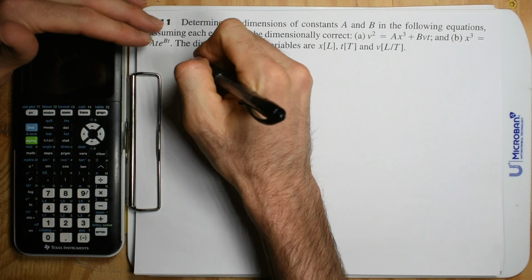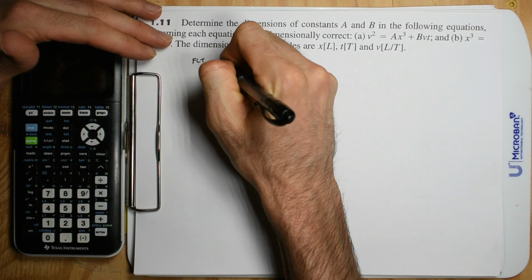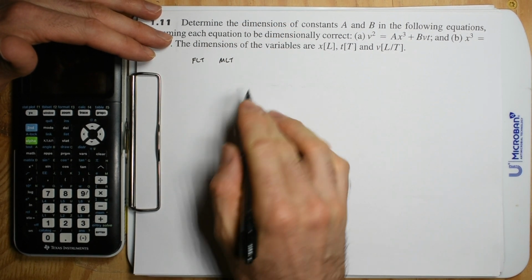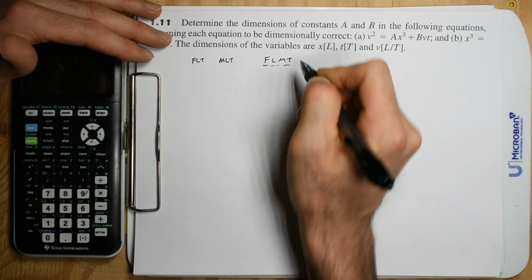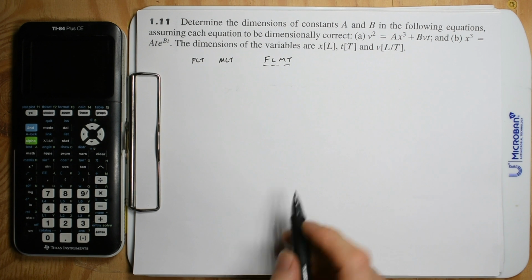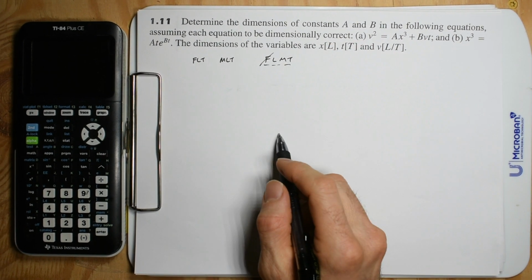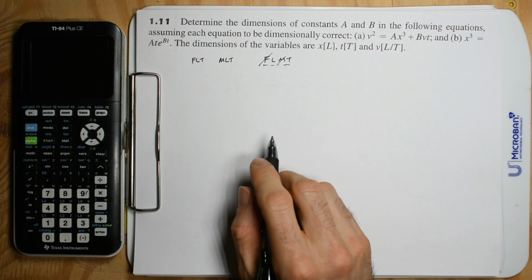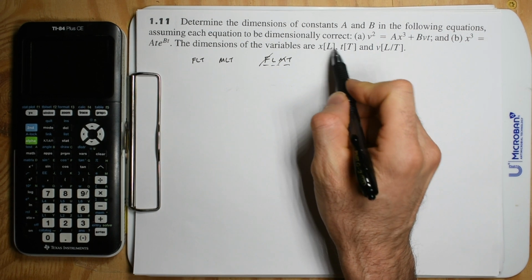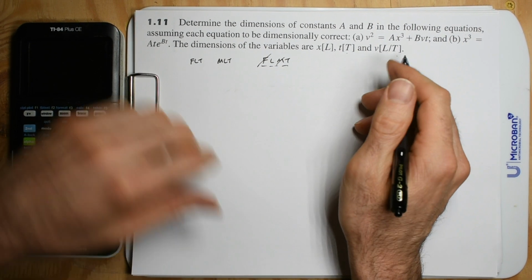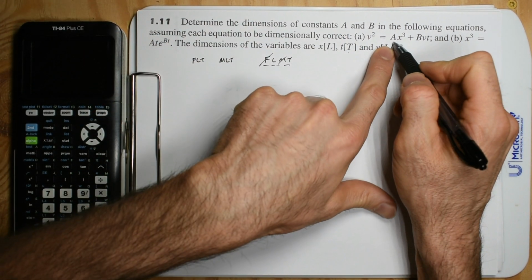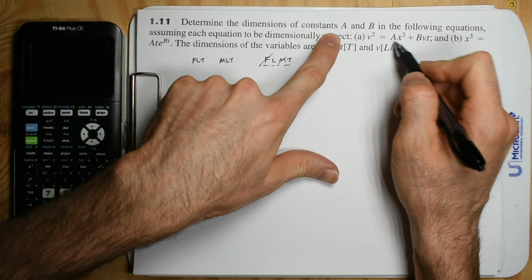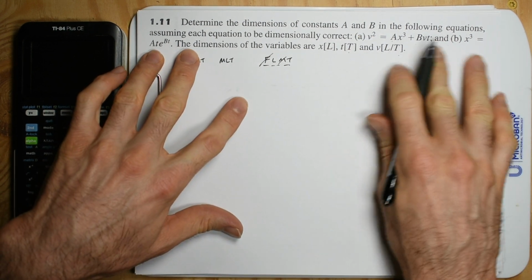We've been using that FLT system and then the MLT, or you could just say FLMT. We're just using those 4 variables. In this one, we're not even using force, and in this one, we're not even using mass. We're basically just using length and time, so that makes it pretty easy. And it says, find the dimensions of the constants a and b in the following.